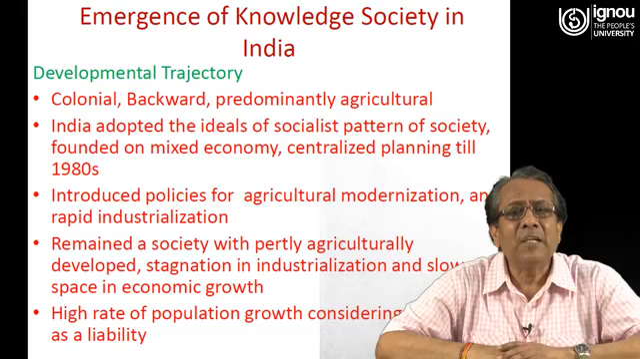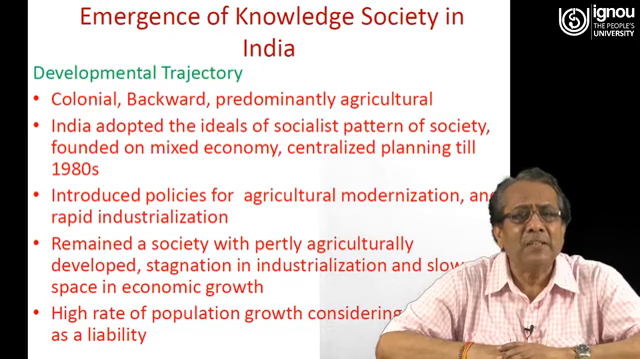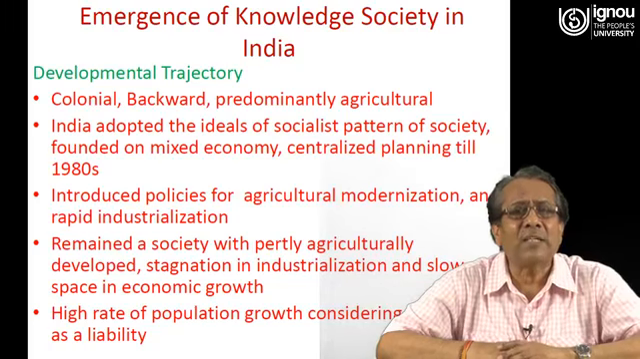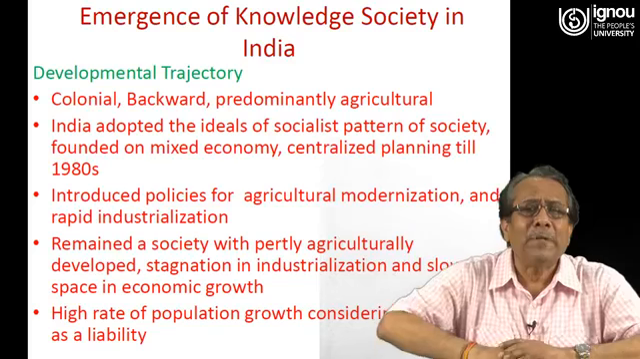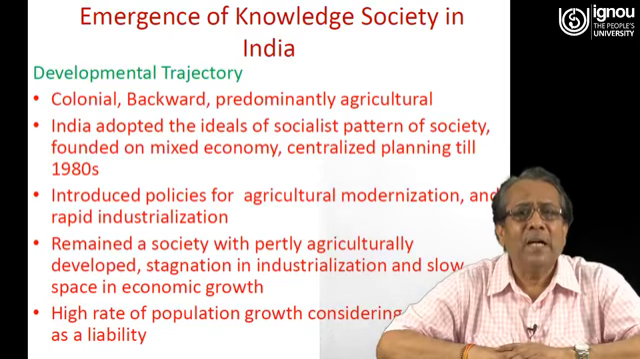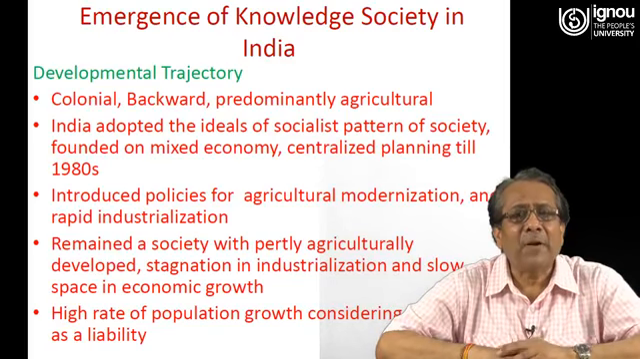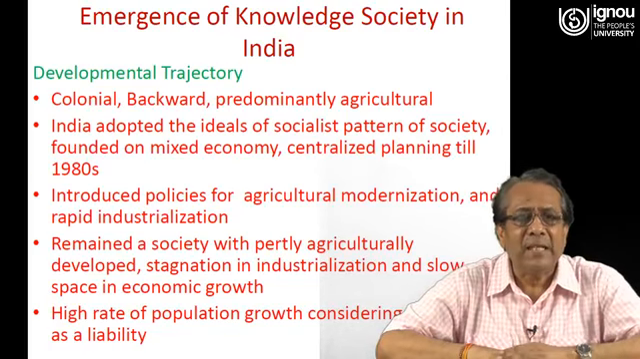Rather, India remained only partly agriculturally developed, and it became only partly industrialized, and industrialization started taking place only in limited parts of the country. So gradually India emerged to be partly agricultural and partly industrialized, and the economy was stagnating till the middle of the 1980s.